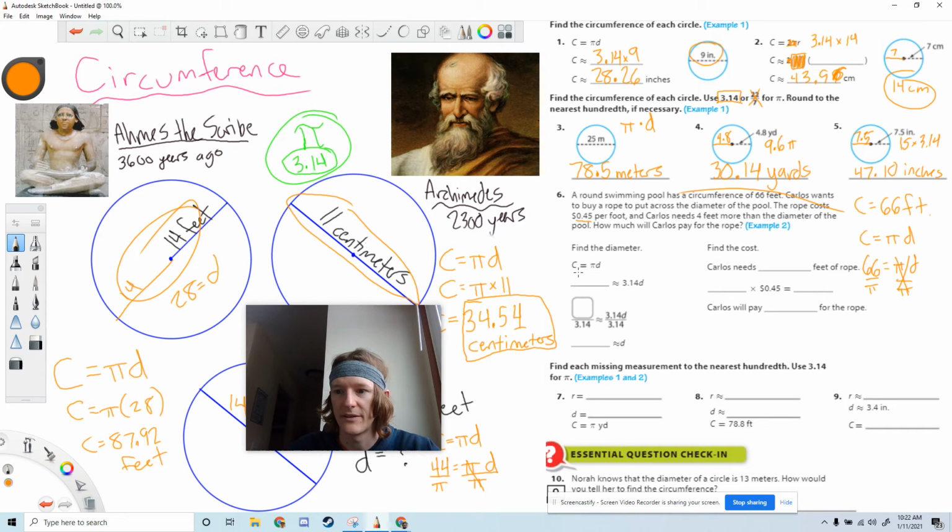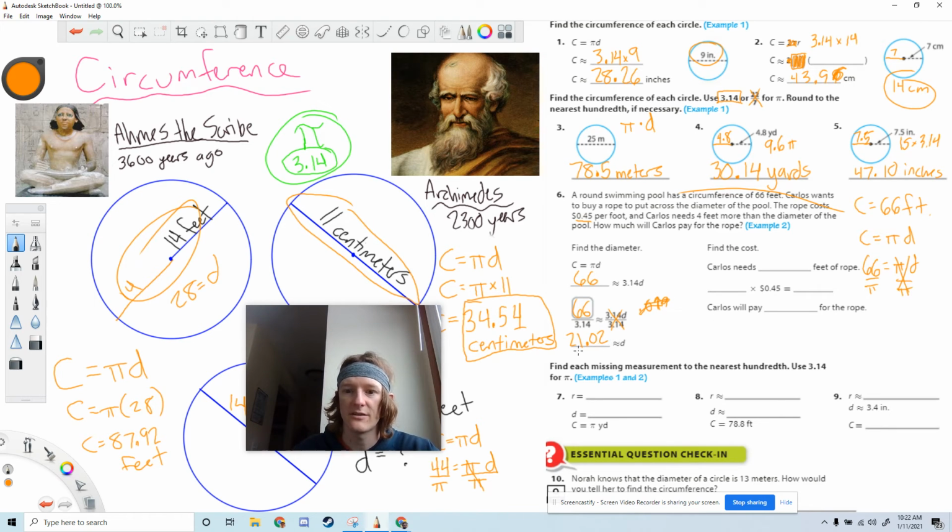Now here, we'll put it right here, 66. So 66 divided by 3.14, we can cross off these 3.14s. We get 21.02, because it rounds up. It's 0.19, so that 0.19 rounds this up to 2.